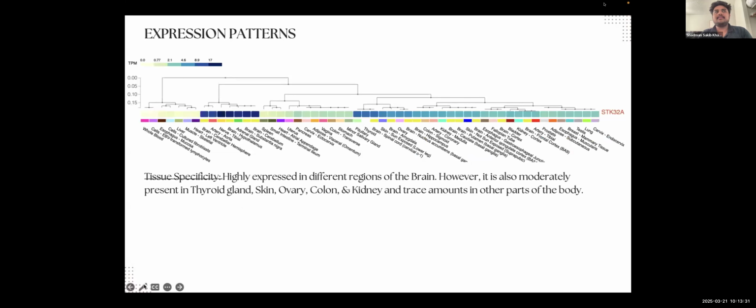And then this is the expression pattern from GTEx. This heat map displays the transcripts per million values across various human tissues. The highest expression is observed in brain regions, particularly in the cerebellum, basal ganglia, and cortex, which suggests a potential neurological function. Moderate expression appears in the heart, kidney, thyroid, skin, and ovary, and low levels are detected in white blood cells, muscles, and other peripheral tissues.